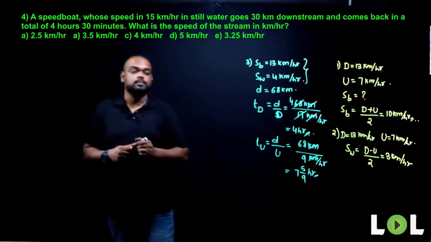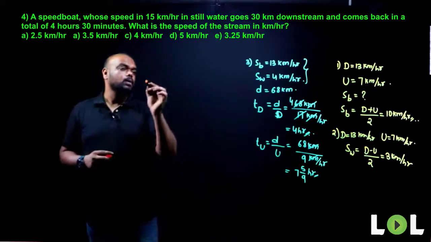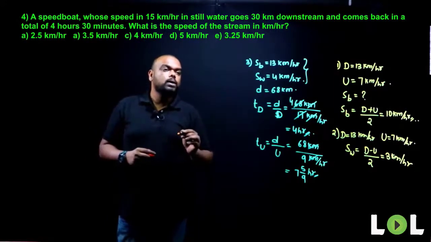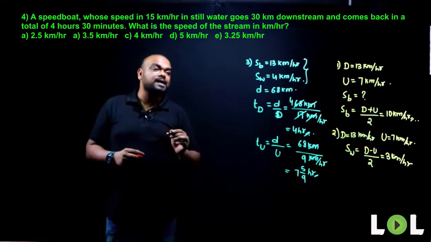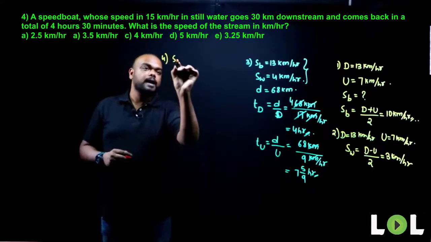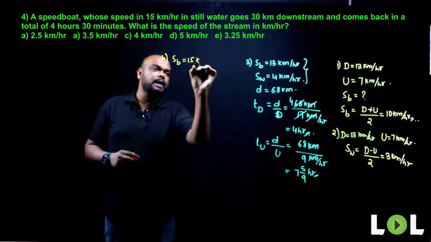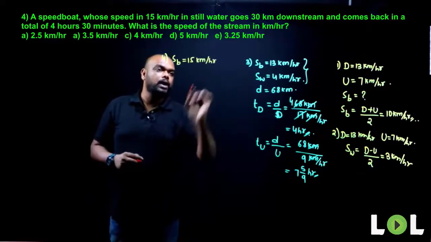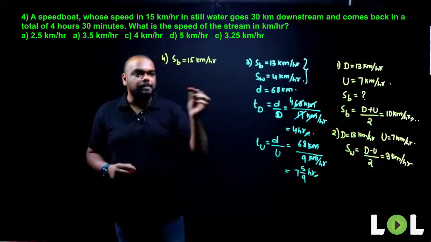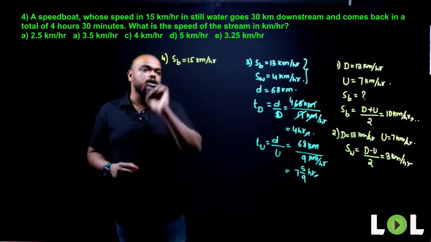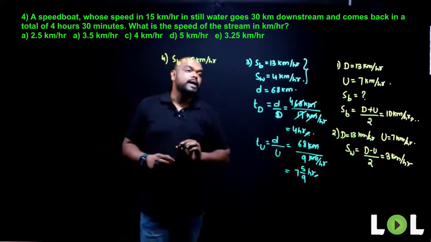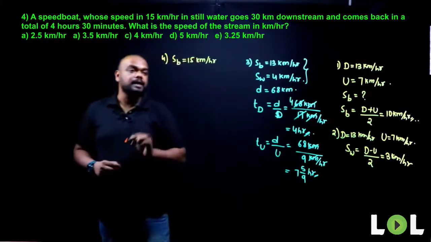Question number 4. What do I have here? A speedboat whose speed in still water is 15 km per hour, means the speed of the boat in still water is given. SB is 15 km per hour. It goes 30 km downstream and comes back in a total of 4 hours 30 minutes. What is the speed of the stream in kilometers per hour?